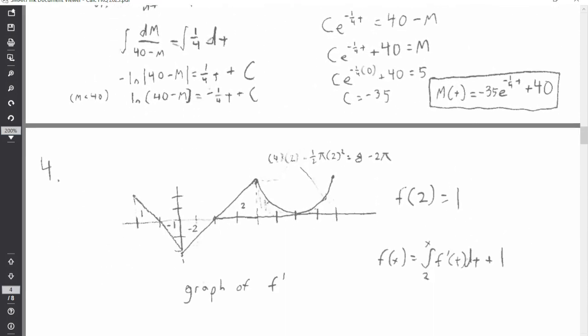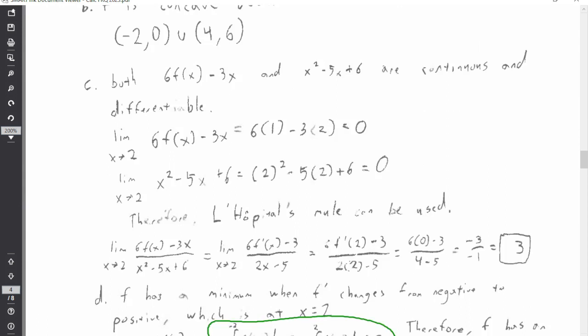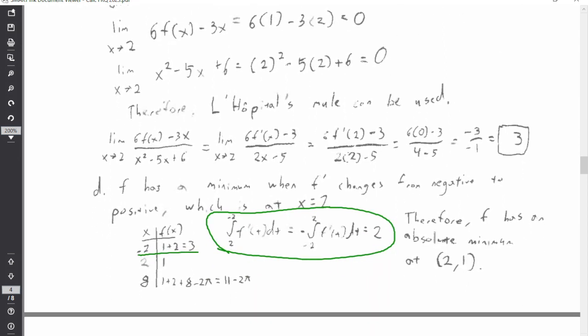Another way to think about it is that the 1 and the negative 1 are going to cancel out between negative 2 and 2. So these two areas are going to cancel each other out, which means between negative 2 and 2, we move down 2, and we end up at 1. So if we move down 2 and end up at 1, we must have started at 3. Therefore, f of negative 2 is 3. That's another way you can think about it.